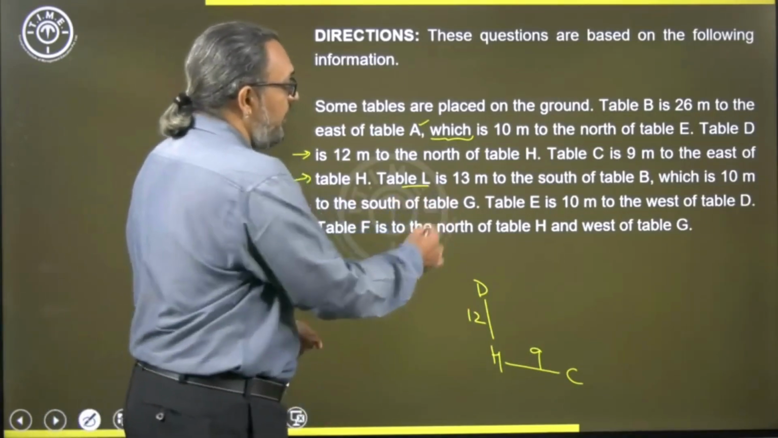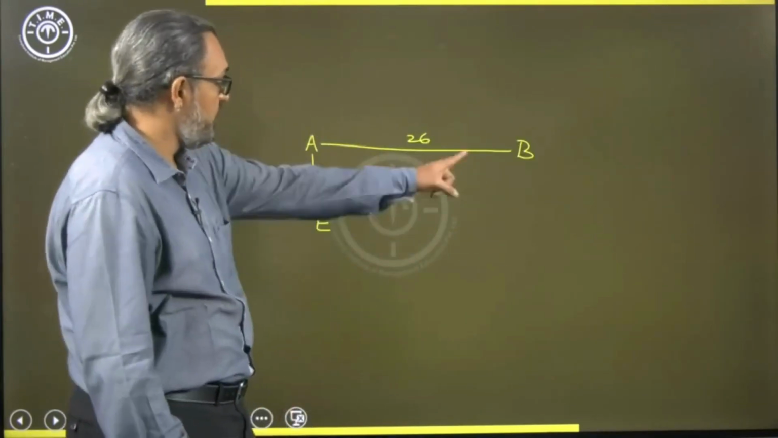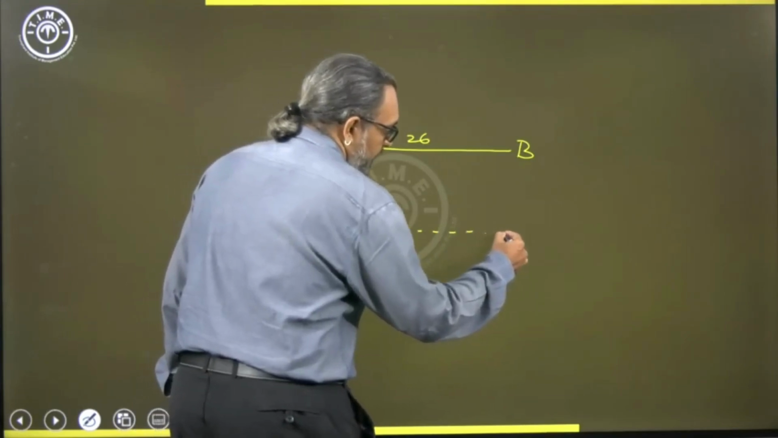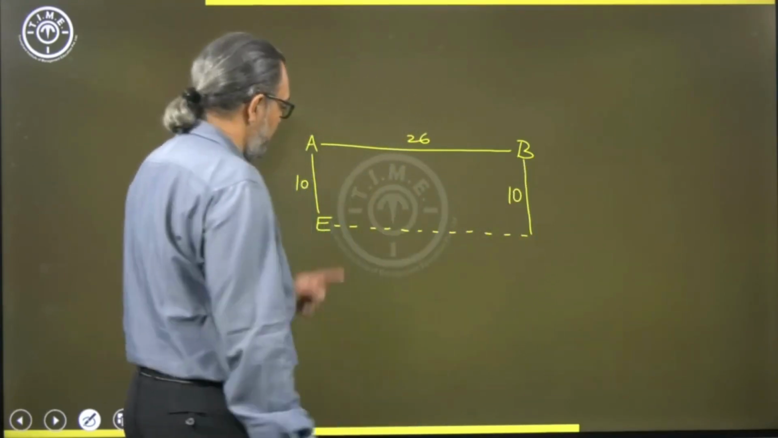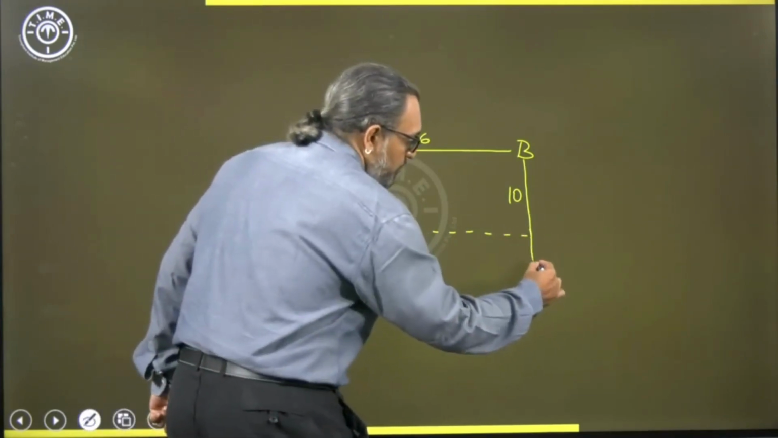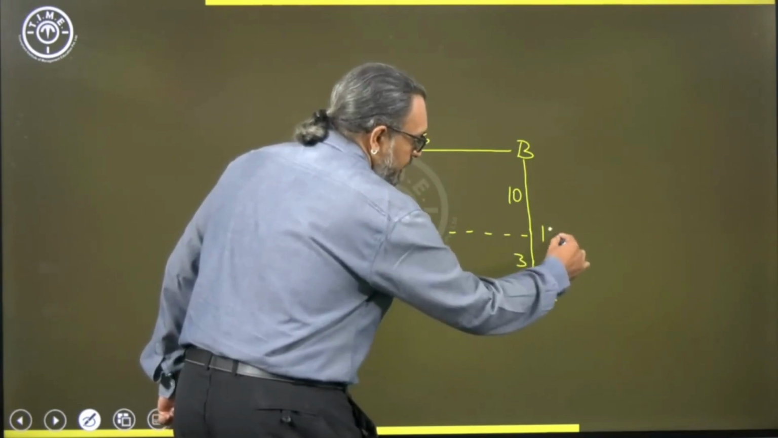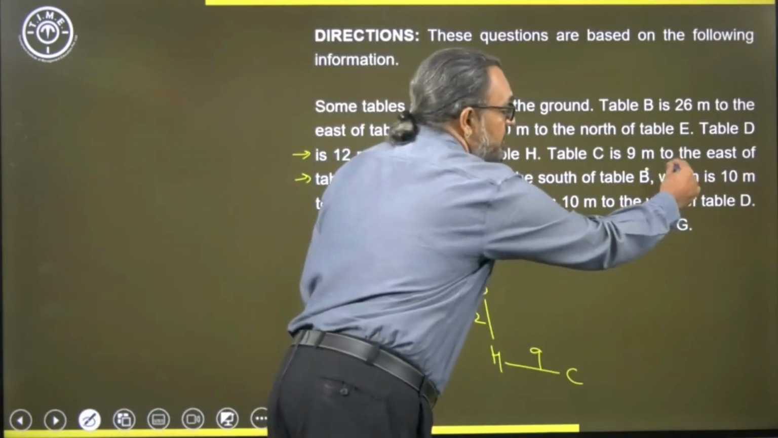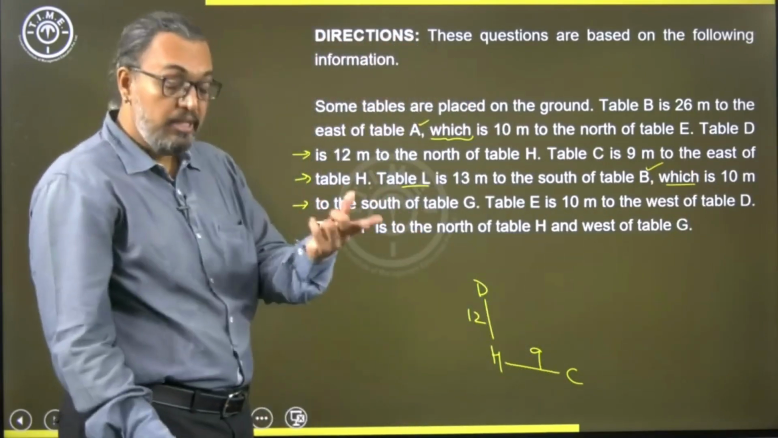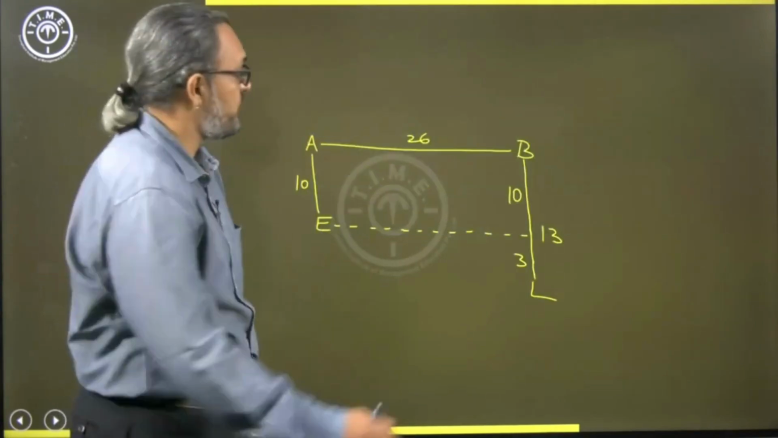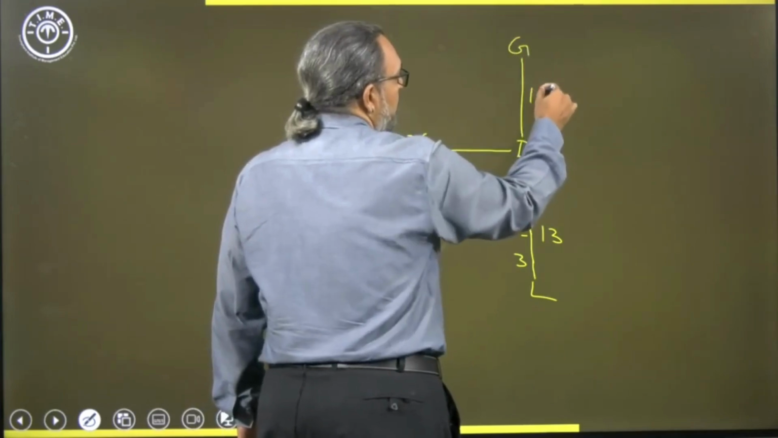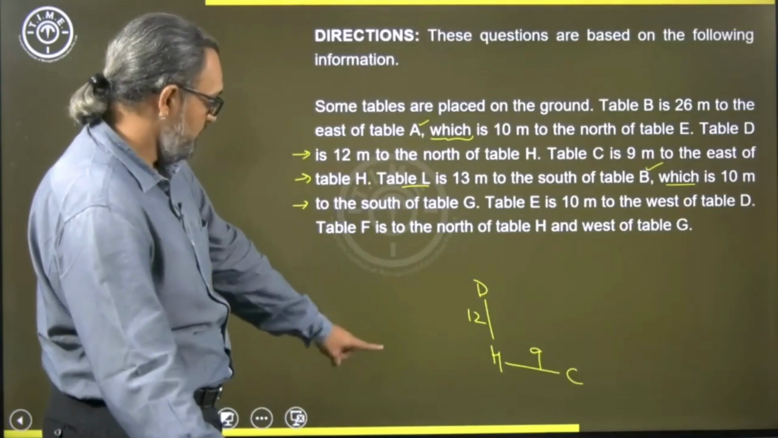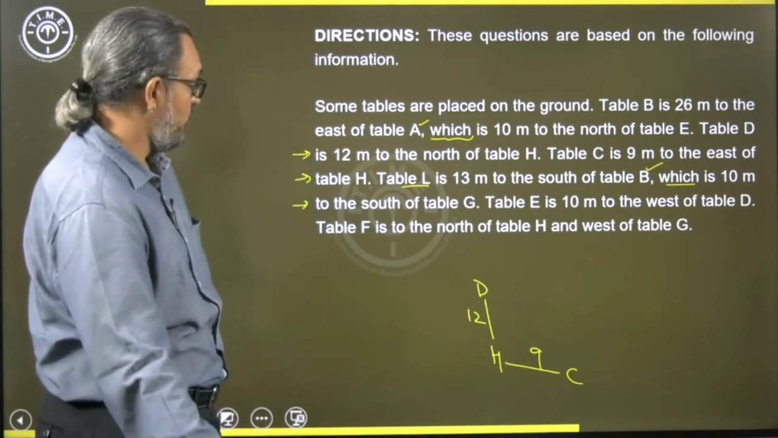Then, table L is 13 meters south of B. So, B is here, L is south of B, meaning below B, 13 meters. Now, we need to take the distances correctly. From here to here this is 10, because we know it is AE, that is 10. Now, another 3 extra we have to consider. So, you have L 13 meters south of B. Then again see which is, meaning B is 10 meters to the south of G. So, B is south of G, meaning below G 10 meters. So, B is also below G and it is 10 meters. Now, we have L, but I do not have L in D, H and C, so I will not be able to fix it right now. Okay, let us continue.